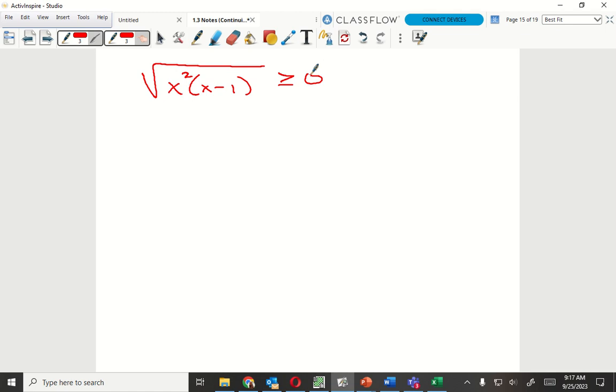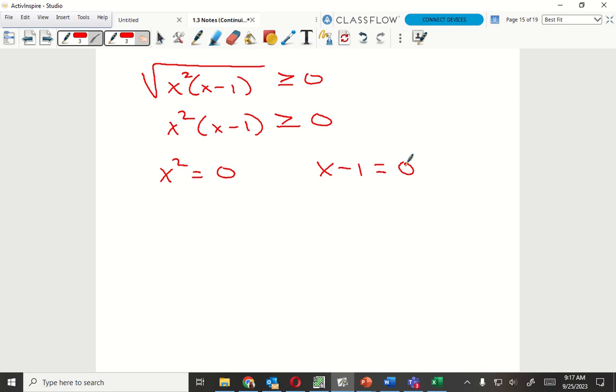So right here, x squared times x minus 1. Now, this is a zero product rule. Anything times 0 is 0. So to make this statement true, I'm only going to be dealing with the equal part. So let's see, x squared equals 0 and x minus 1 equals 0. I'm only going to work on the equal part.